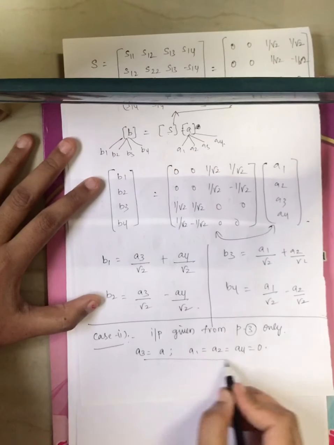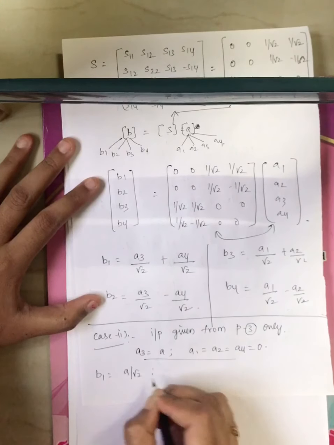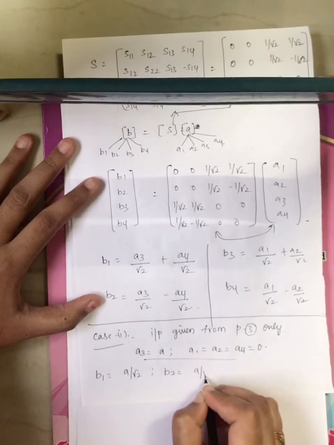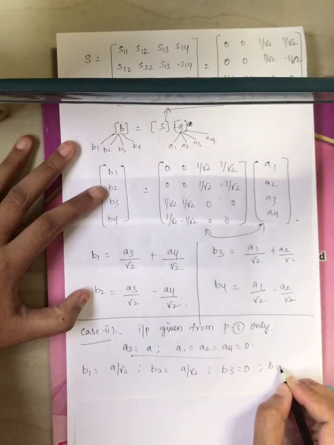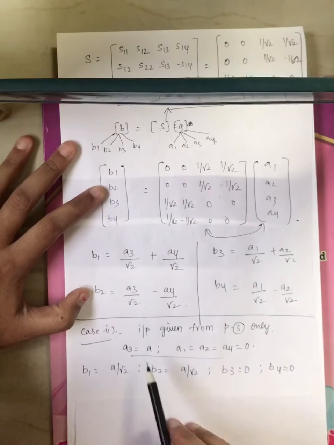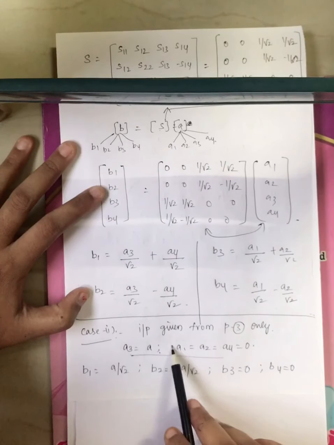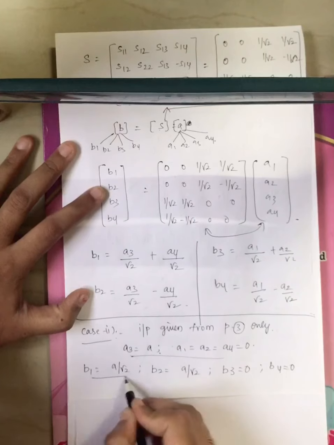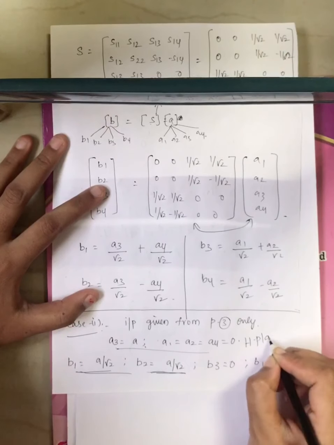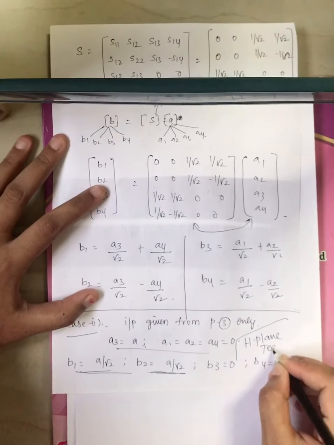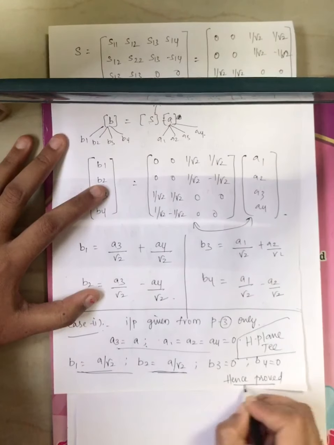Now if I substitute these values in the above equations, what is B1? You are getting A by root 2, and B2 you are getting as A by root 2, and B3 is 0 and B4 is also 0. Which property is it? Input given from port 3, nothing but your H-arm, right? If I give input power from port 3, output is collected at port 1 and port 2, which are equal in magnitude and phase. Which property is it? H-plane T property, hence proved, right?